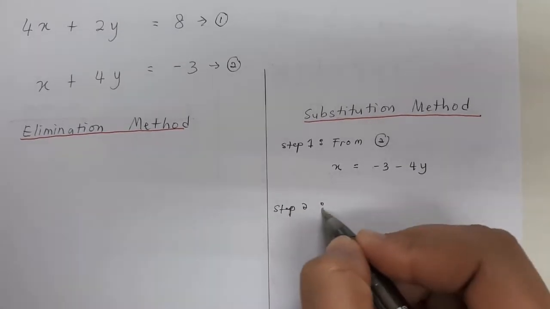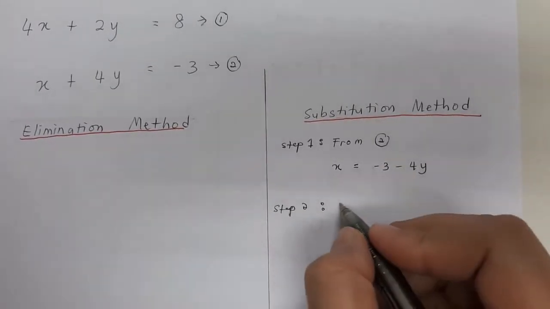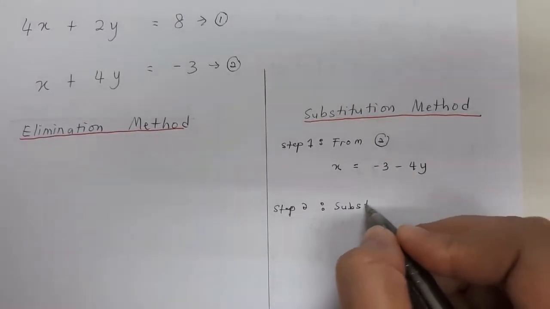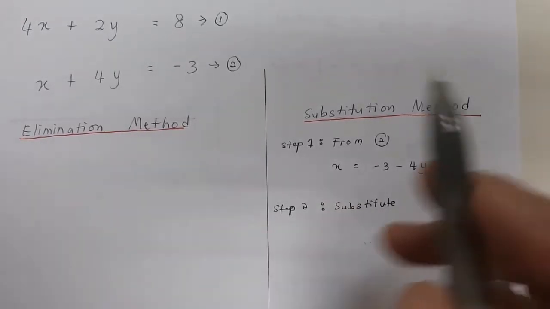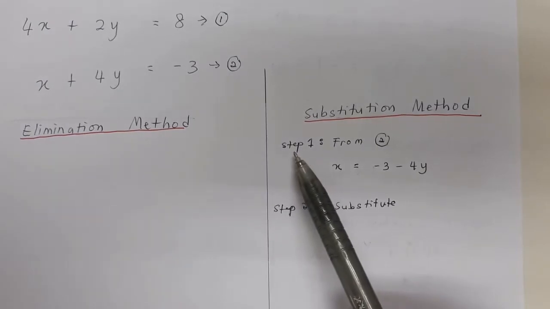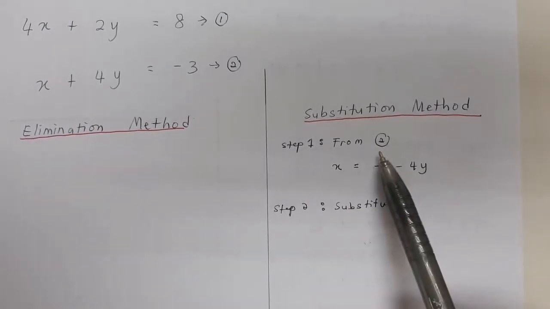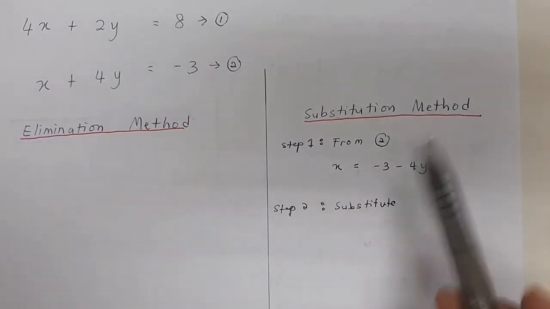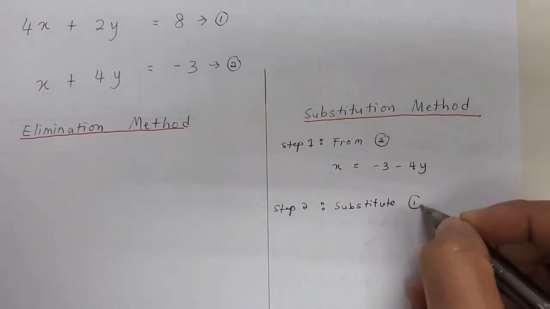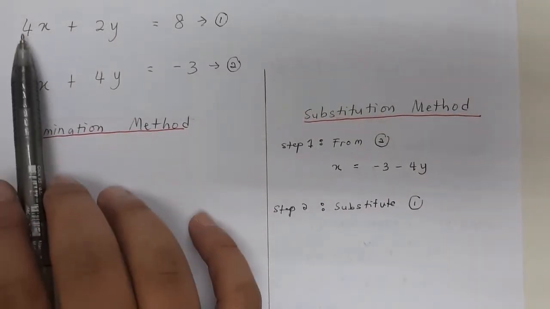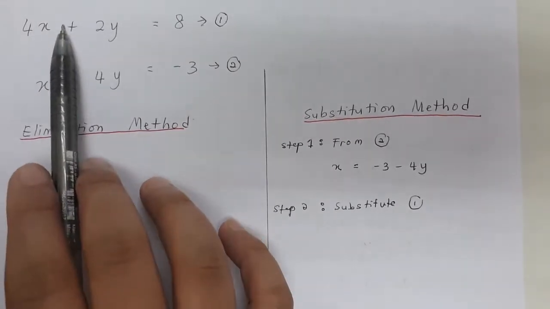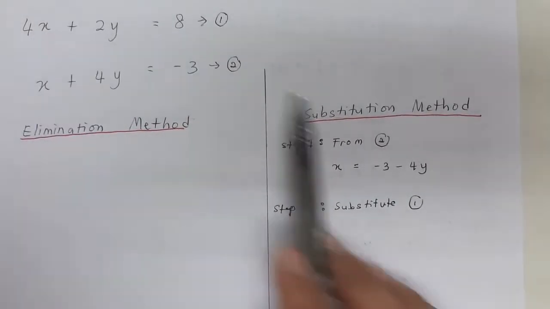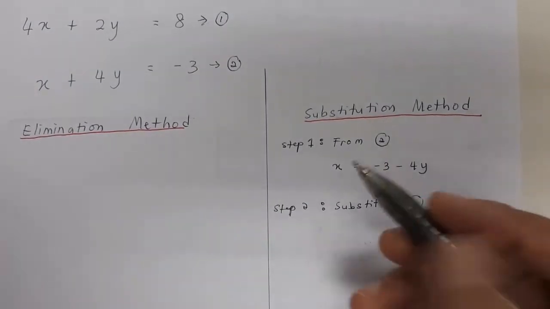Step 2. Okay. Now we will substitute into the other equation. As for step 1, I choose equation 2. Then for step 2, choose equation 1. So the original equation 1 is 4x plus 2y equal 8. Now we will substitute x by negative 3 minus 4y.